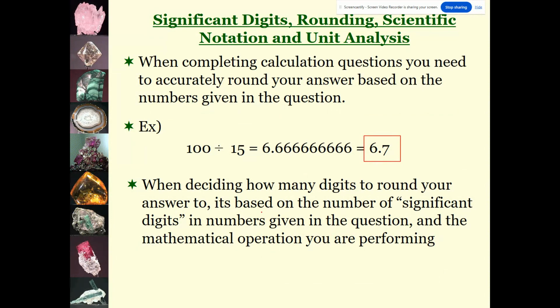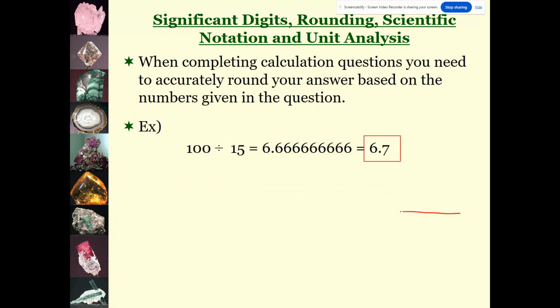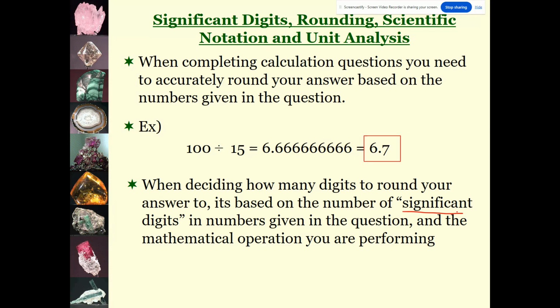So let's say you're taking 100 and dividing by 15 and you get an answer of 6.6666, so on, repeating. We never record our answer as 6.66 repeating. We never use the repeating symbol in science. Instead, we have to round it to the proper number of what we call significant digits. Okay, so the proper answer for this question would be 6.7, and we'll look at how we do that. So it depends on the numbers you're given in the question and which mathematical operation you're performing.